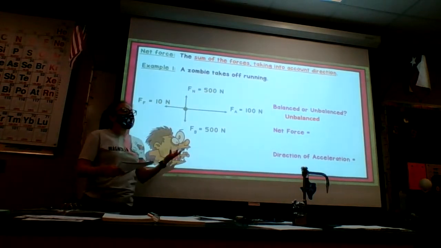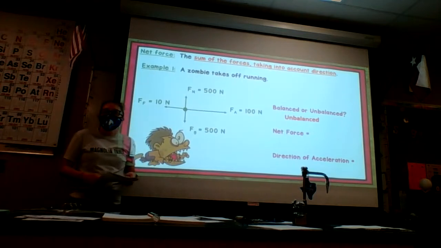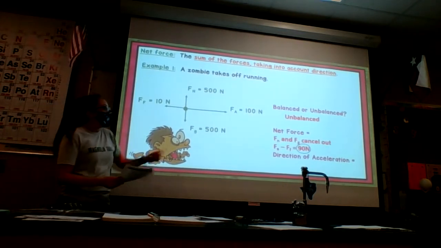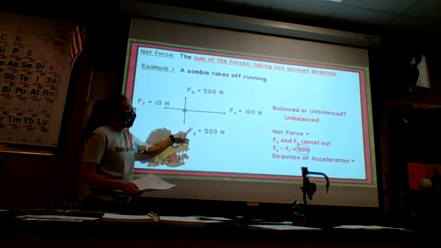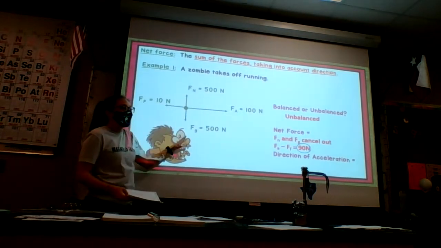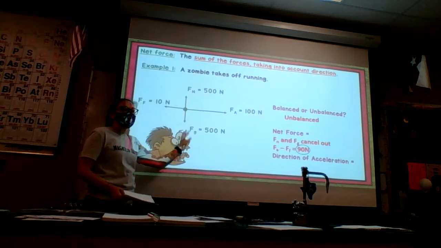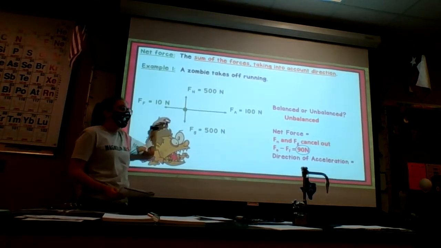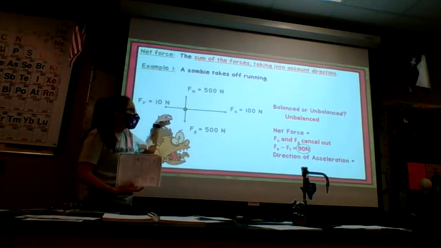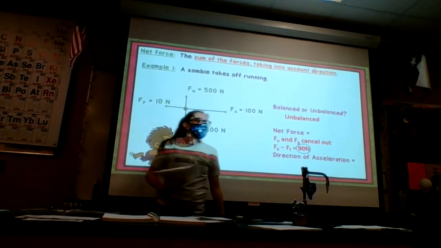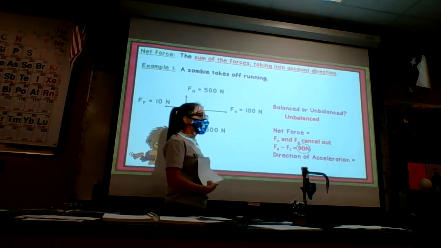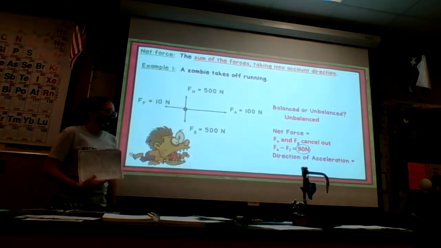So if we were to calculate net force, we look at direction and numbers. So, Fn and Fg cancel out. Do y'all see why? Because they're both 500. All right? Fa is 90 newtons more than Ff. So our net force is 90. And if you need to write all of this out just to have an understanding, please do. You're just subtracting everything? Pretty much, yes.